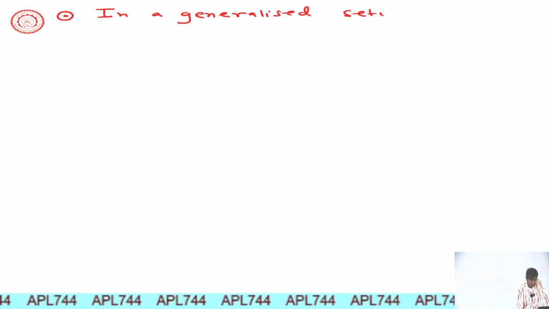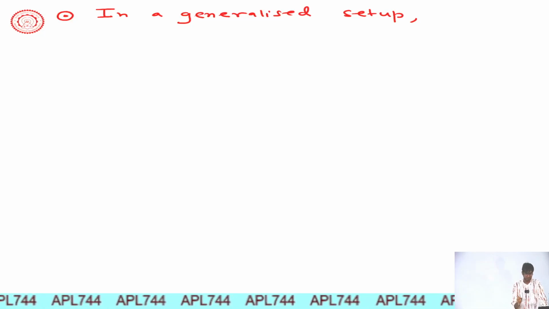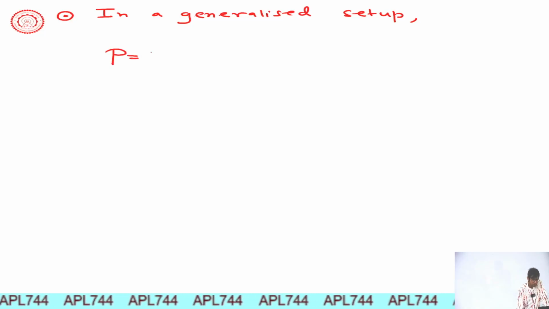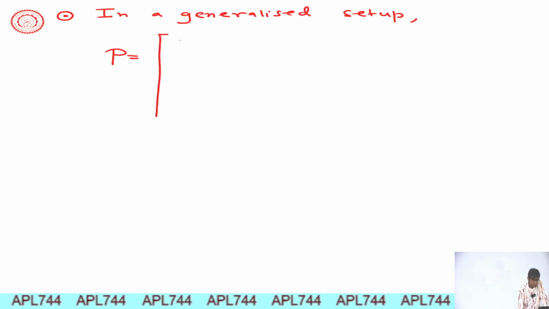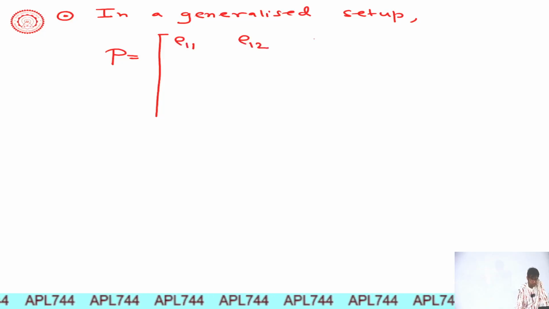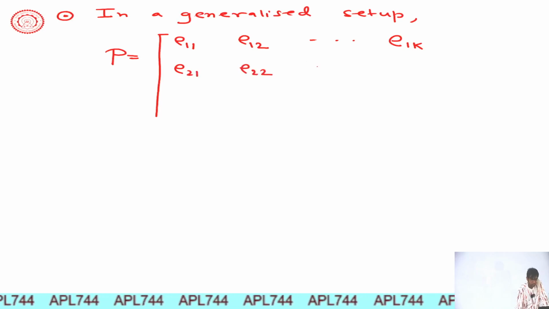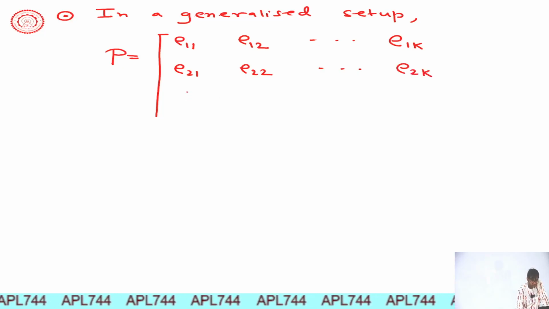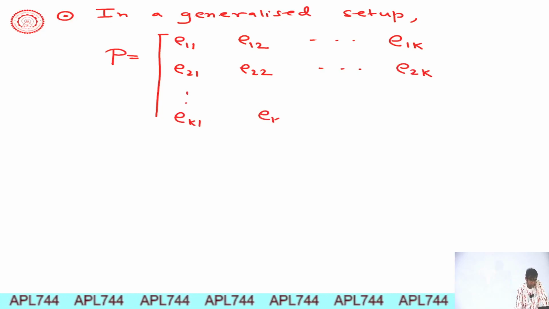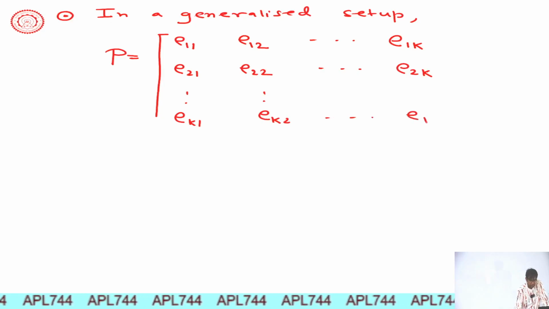Okay, let us generalize it. In a generalized setup, the transition matrix is represented as P. Okay, that's a common notation, capital P. Capital P is equal to rho 1 1, rho 1 2, and assume that I have k states, so rho 1k, rho 2 1, rho 2 2, rho 2k, rho k1, rho k2, rho kk.